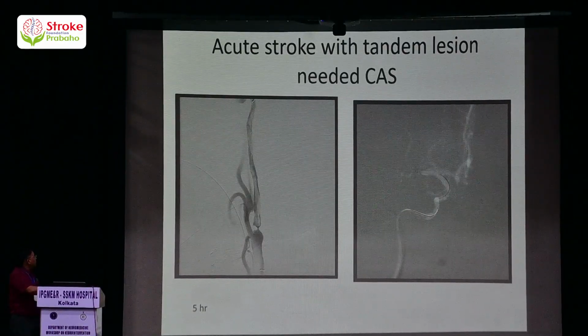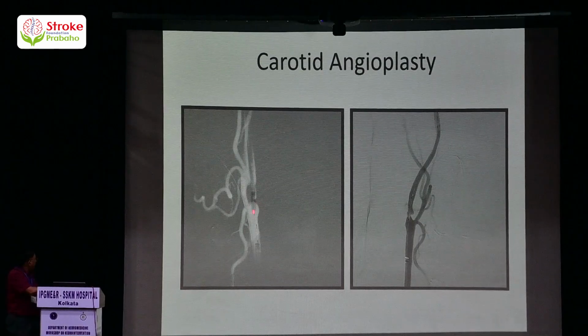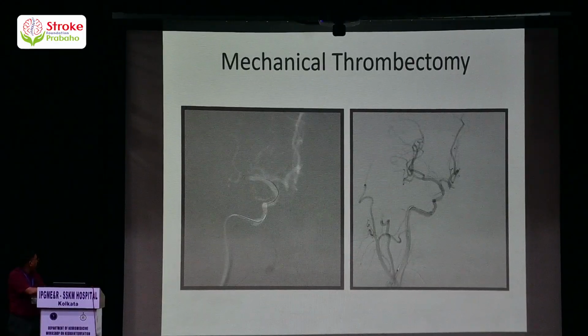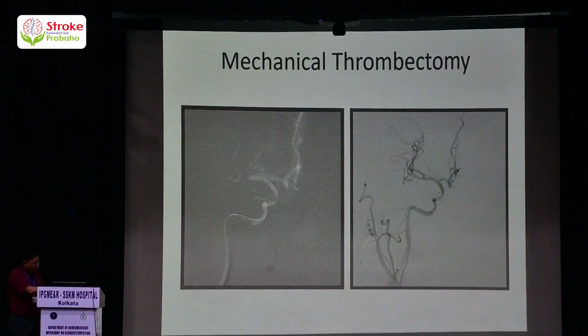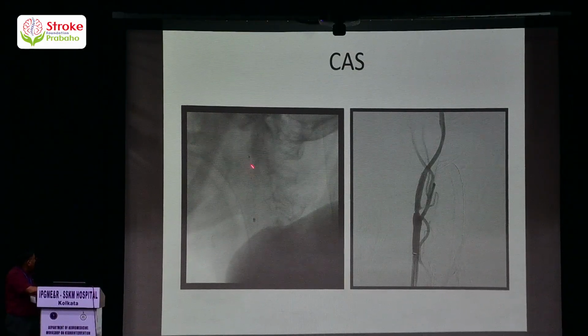There are a few other cases of acute stroke with tandem lesions. Again, we can see there is a very severe stenosis at the origin, and M1 is also occluded. So first we have done the balloon angioplasty here to pass our devices to take out the clot. So angioplasty was done first here, and then we placed the aspiration catheter. Good recanalization was achieved, and then later on we placed the carotid stent.